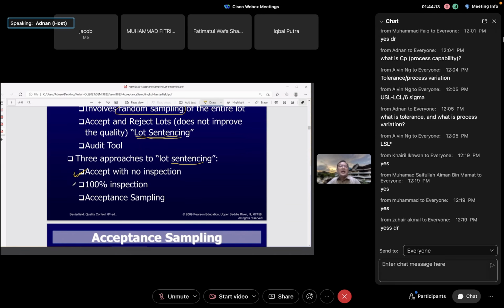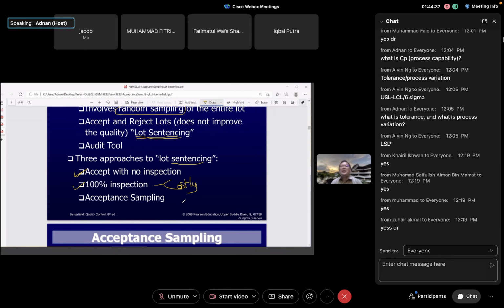Or you do 100% inspection, which is very costly. This is costly and not practical, unless you are dealing with an expensive item. For example, you are buying some chips that are gold plated. That one you have to do 100% inspection. But for a general item, 100% inspection is expensive.